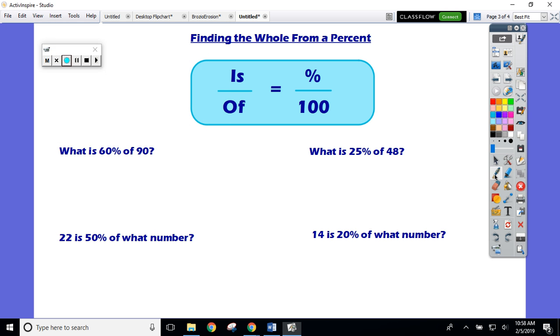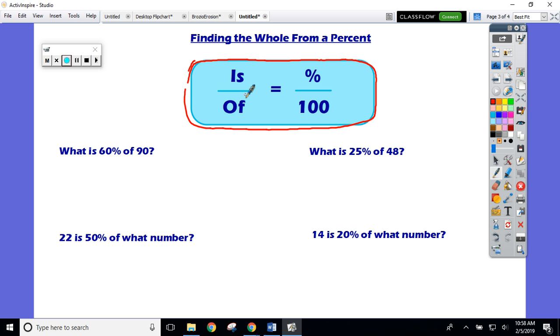Okay, so in this lesson, we're going to work on using the percent proportion, finding whole, finding part, and we're really going to memorize this. Is over of equals percent over 100. There'll be another proportion similar but with different words down the line, but for now we're going to start here. Is over of equals percent over 100.